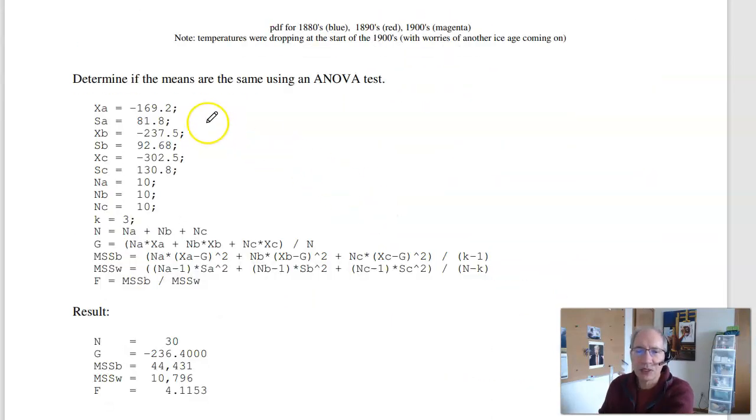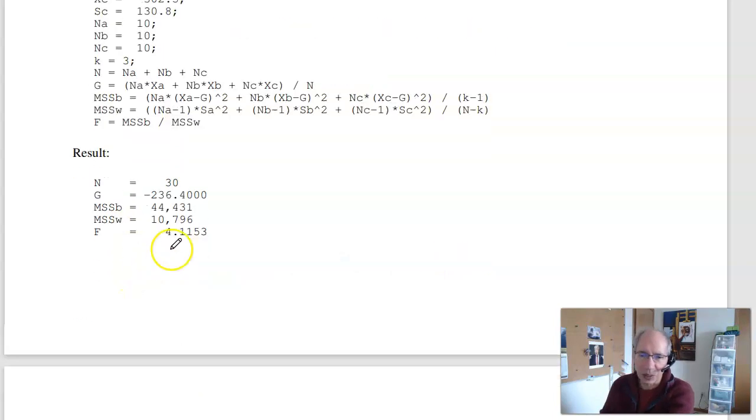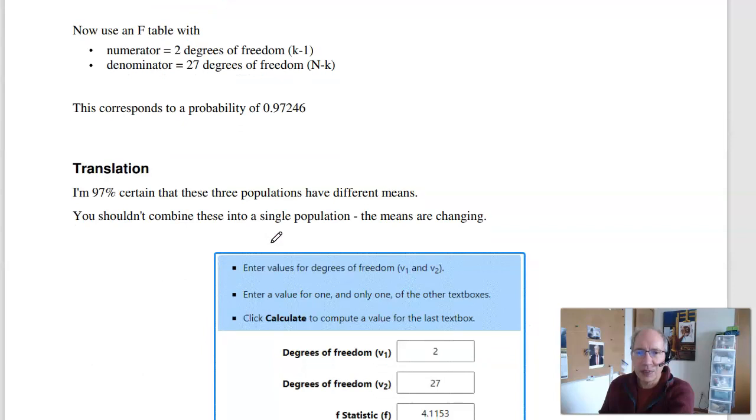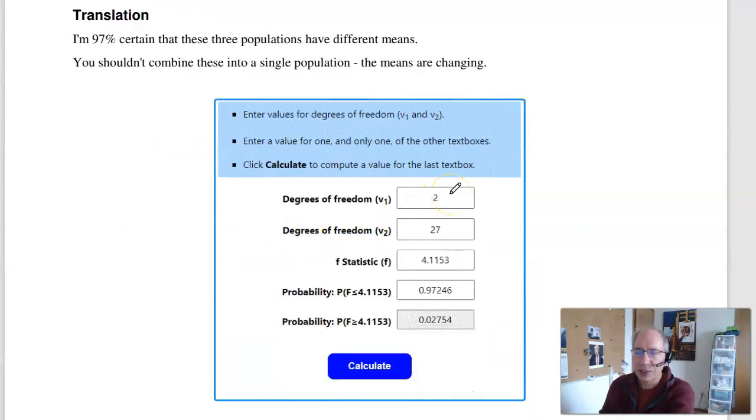Same procedure as before. I have my mean, standard deviation for A, B, and C, sample size, calculate the global mean, mean sum squared between columns, mean sum squared within columns, F-score. All done. F-score is 4.11. To see what that means, throw it into an F-table. I've got 2 degrees of freedom in the numerator, 27 in the denominator, so this is n minus k. This is k minus 1. 3 columns, 30 data points.